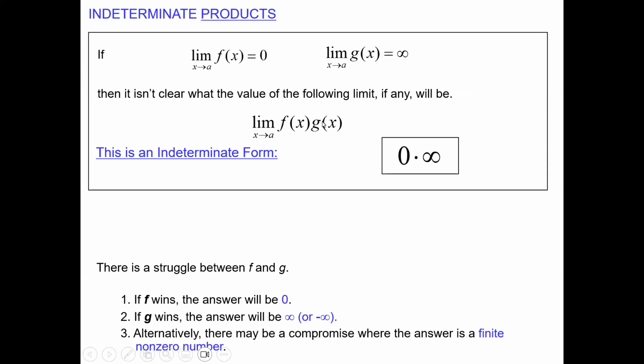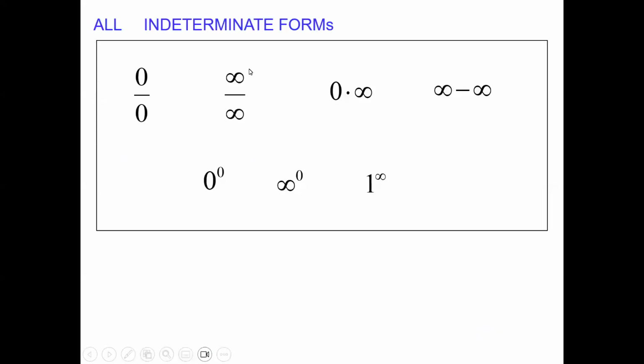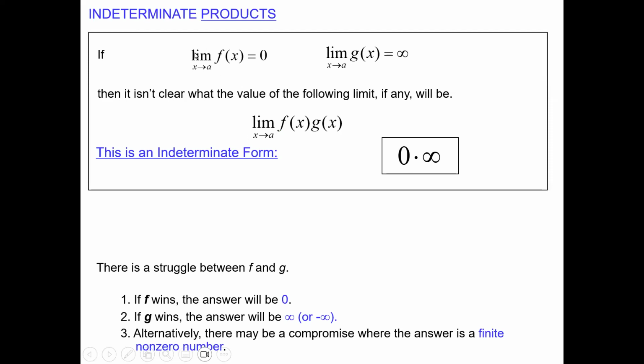Just to clarify, everything we see here is symbols. 0 means that the function is approaching 0 at certain conditions, certain numbers. Function is approaching infinity. Function is approaching 1. That's not exact, we know infinity is not a finite number. Let's see: limit as x approaches a, function f of x goes to 0, function g of x goes to infinity. When we end up having the product f of x times g of x, we have the indeterminate form 0 times infinity.